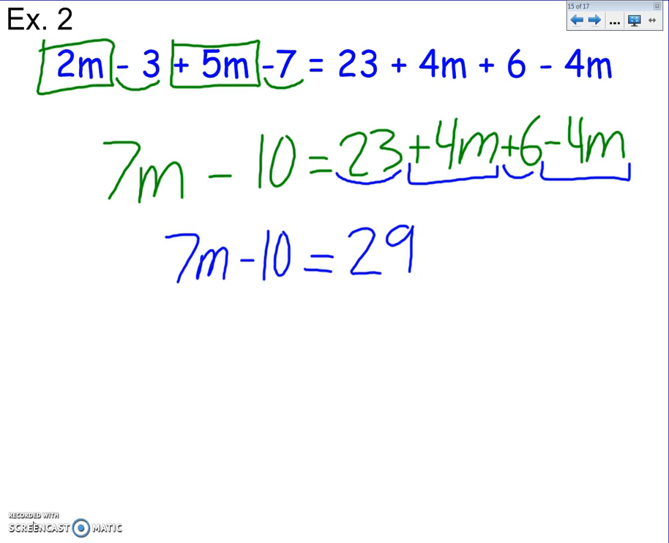So if you're really good, you can actually combine like terms on both sides at the same time. But again, most students mess up because they mix the sides up. That's why I say do it separately if you're not the best at math.